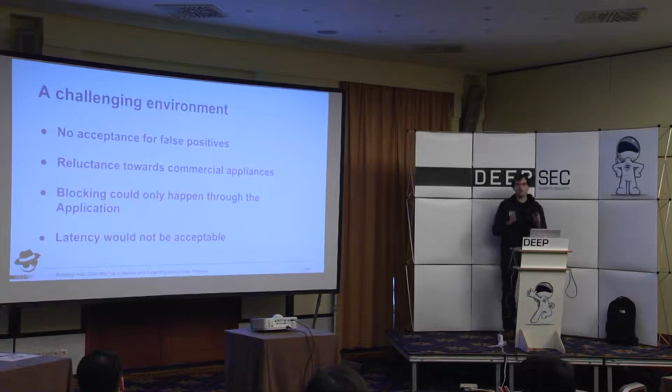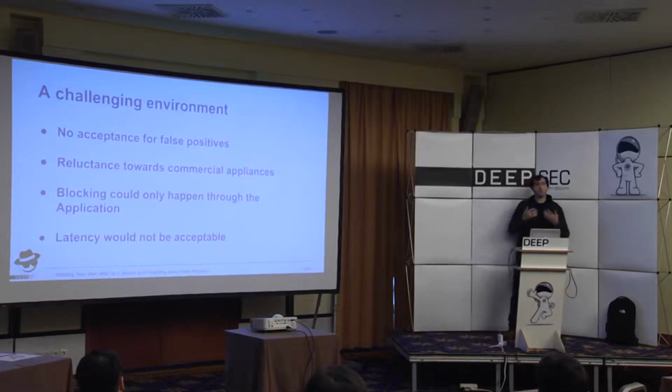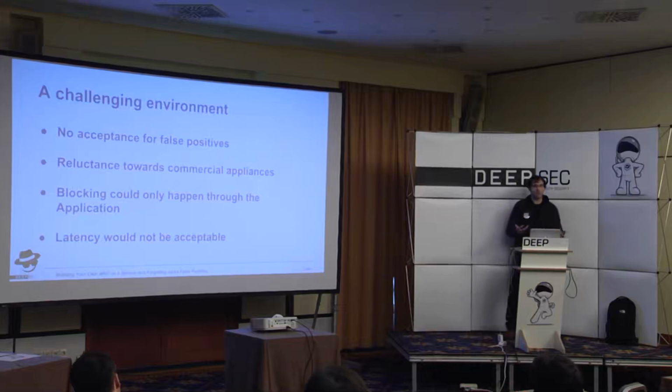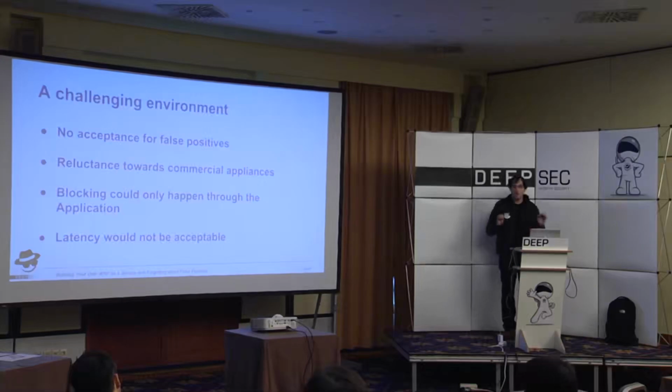Then having a commercial appliance, which is basically a black box between your users and your web servers, was not something, let's say, appreciated. And then one of the requirements was that the blocking could only happen through the application. This means that the application itself would decide if they want to block or not, and this would go into the whole, let's say, metric system of the application itself, so that developers themselves can really understand what's going on. And of course, latency was a huge issue. So suddenly adding tens of milliseconds to every single request was not an option.